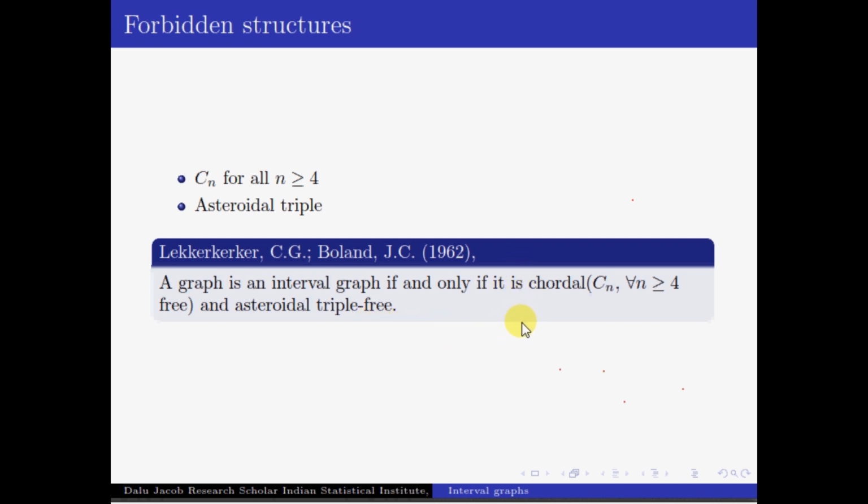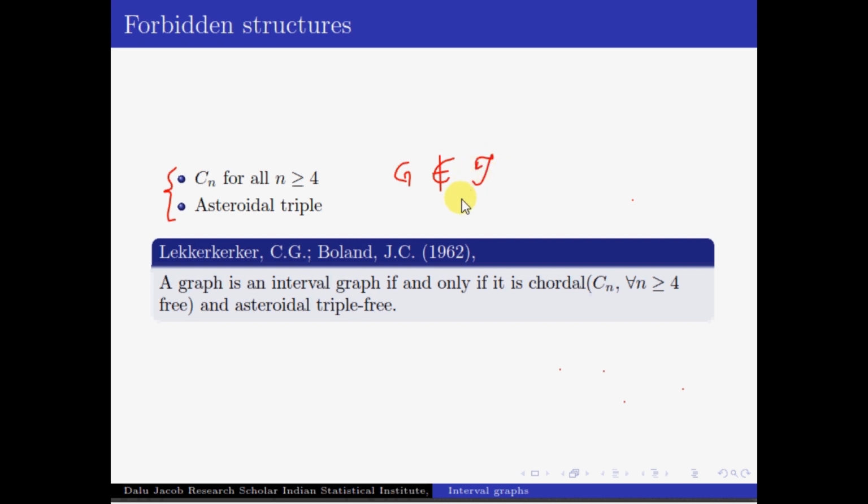Now, in this presentation we have only proven the necessary condition of this particular theorem, because what we have shown is that if a graph contains any of these structures, either a cycle or an asteroidal triple, then that particular graph cannot belong to the class of interval graphs. That is what we have shown in the proof.